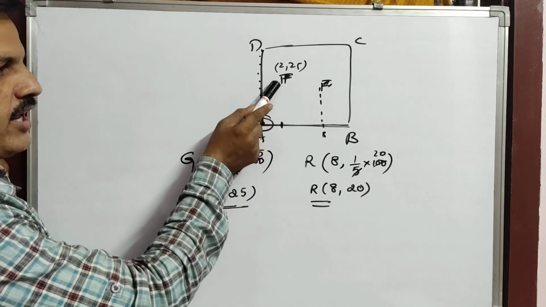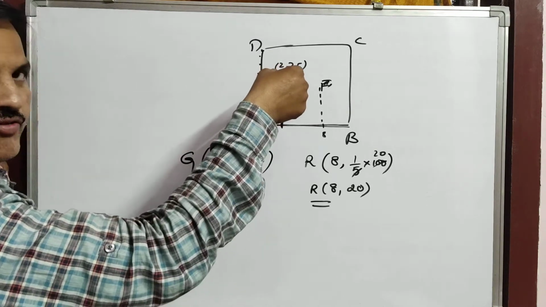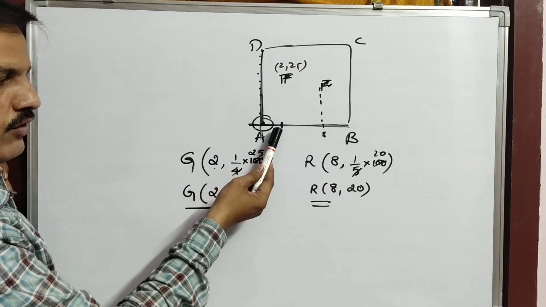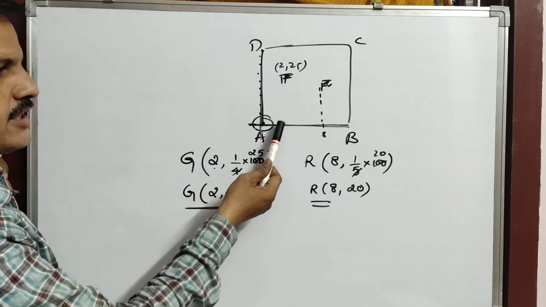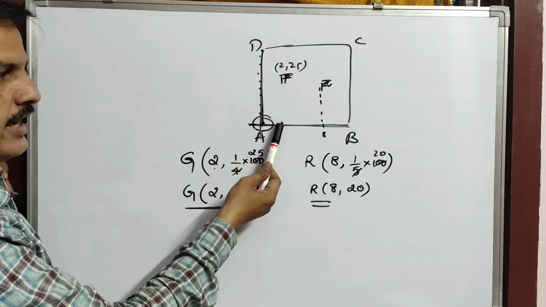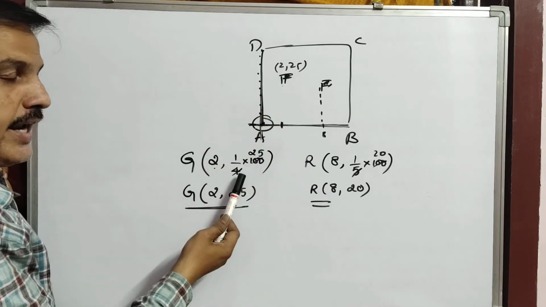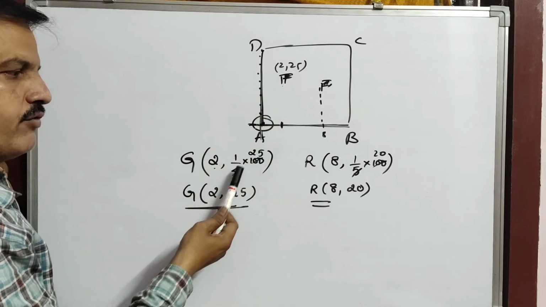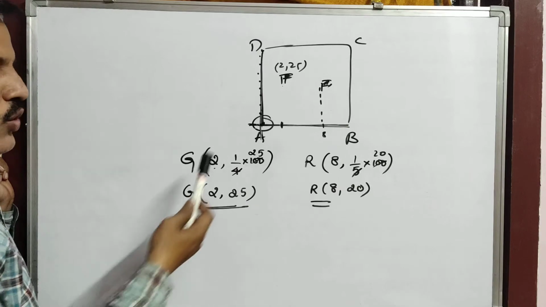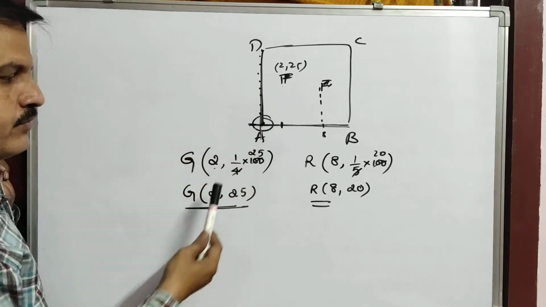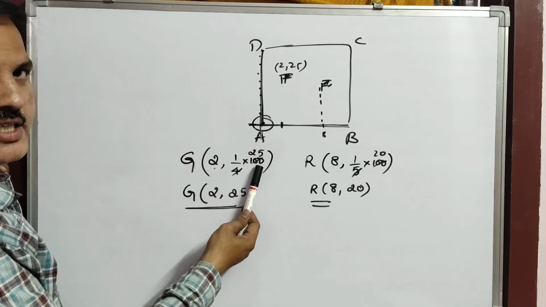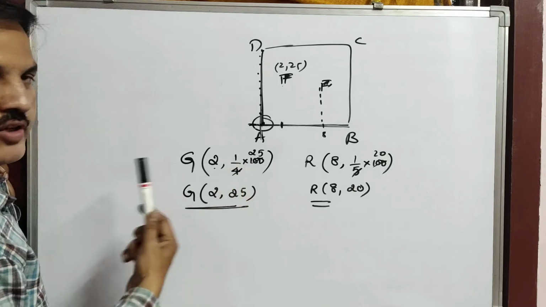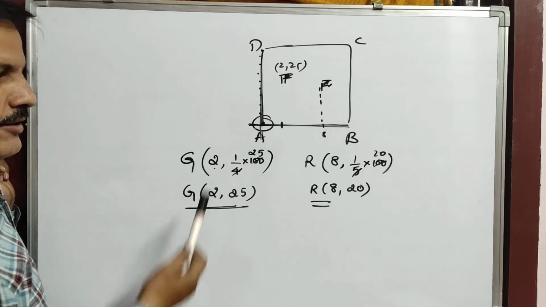Now the green flag. She plotted the green flag at what distance? On the x-axis, it is on the second line, but on the y-axis she took 1/4 of 100. That means 1/4 of the distance of AD, that is 1/4 of 100. So 4 ones are 4, 4 25s are 100, so the point is (2, 25).